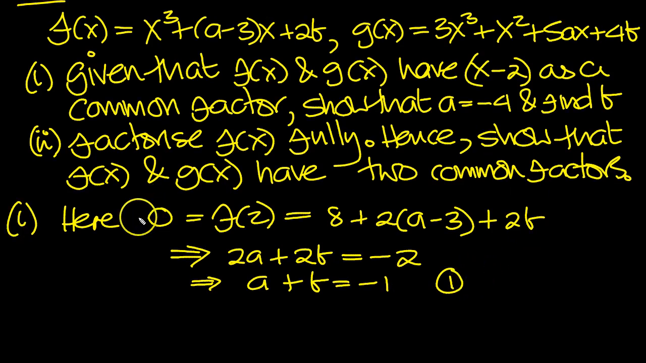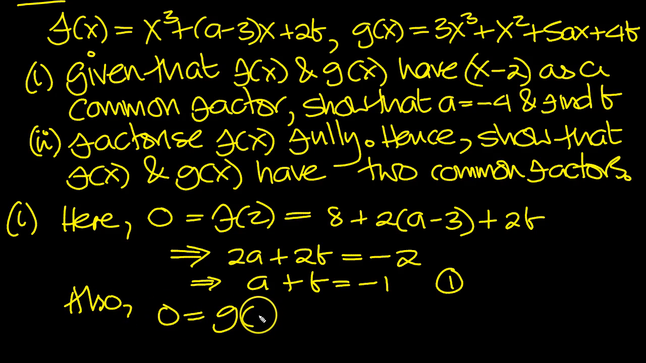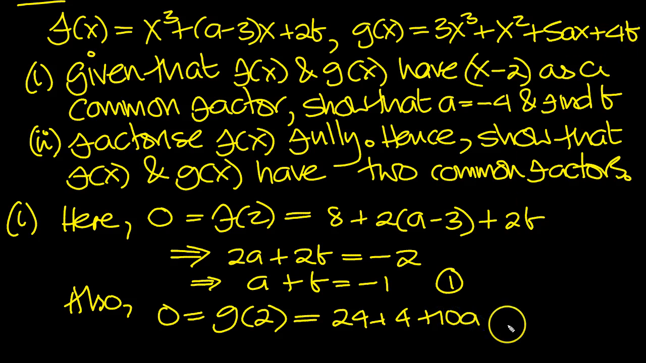Also then, x minus 2 is a factor of g, isn't it? So 0 is equal to g of 2 also then. 2 cubed is 8, 3 8s are 24. 2 squared is 4. 5a times 2 is 10a. And then 4b.